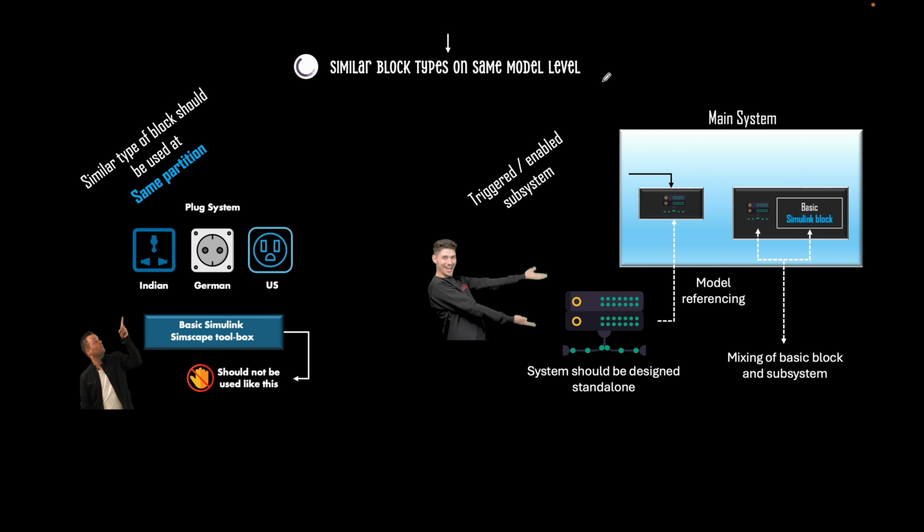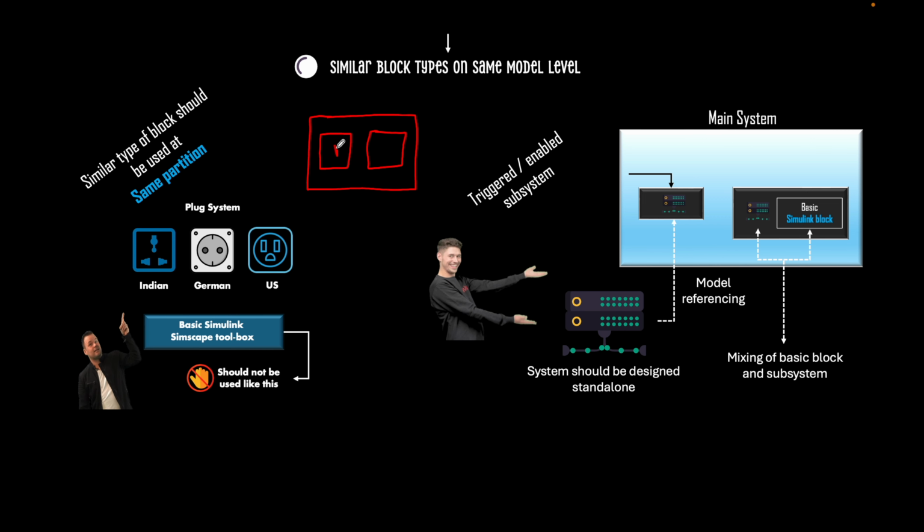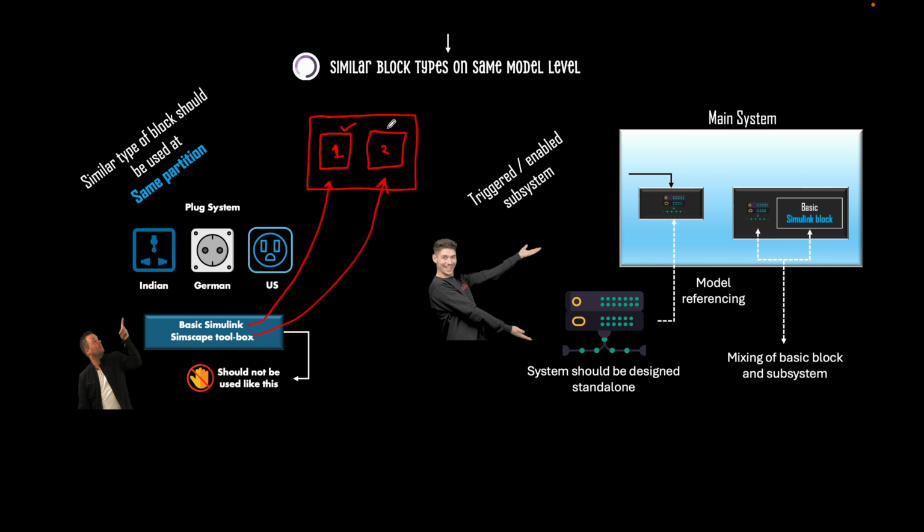Coming to the first segment, similar block types on the same model level. Suppose you have a model. In this one, you have two subsystems. In the first subsystem, you are using basic Simulink blocks, and in the second subsystem, you will be using Simscape blocks, which are these two. So basic Simulink blocks, Simscape toolboxes. Suppose you are using the Simulink basic library, then you will be using only the Simulink basic library. Suppose you are using the Simscape blocks, then you will be using Simscape blocks only.